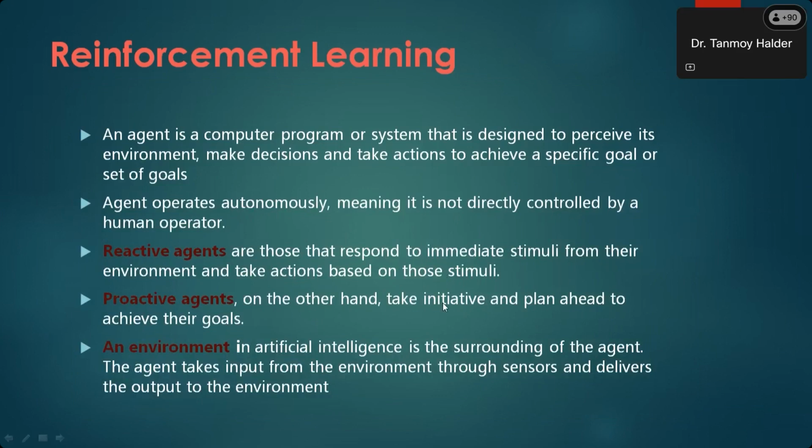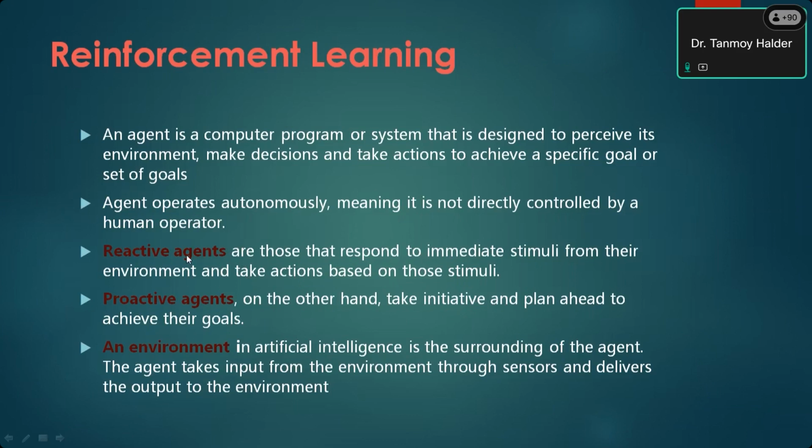Okay, reactive agents, proactive agents. There are two types of agents, as I told you. Reactive agents respond immediately, and proactive agents don't respond immediately. They actually gather information, and they react later. They take initiative and plan ahead to achieve the goal.